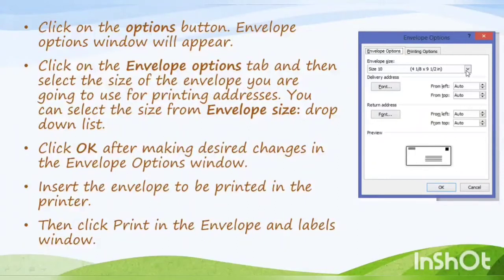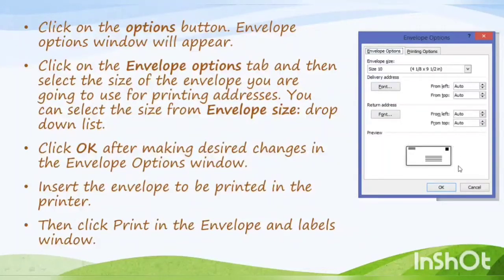When you click on this arrow, you will get a drop down list where different sizes of envelopes are available. You just have to choose it, and then if you want to change the delivery address font type, you can change it over here. For the return address also, if you want, you can change it over here. And other than that, these left and top, these are the margin settings.